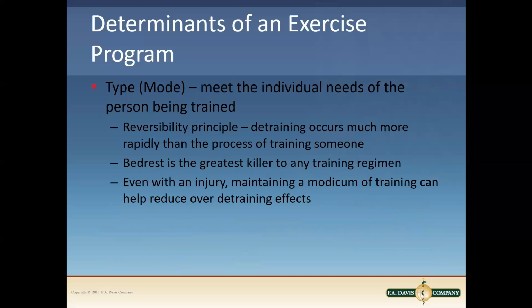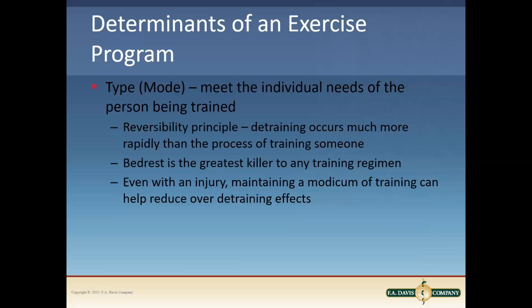So the mode meets the individual needs of the patient. Whatever we're doing, we need to think of the individual needs of the patient. Again, let's take this as an example. You're in an outpatient clinic, and you've got a patient that is a bodybuilder and you've got a patient that's a soccer player, right? The type of activities you do with those patients are going to be vastly different, right?